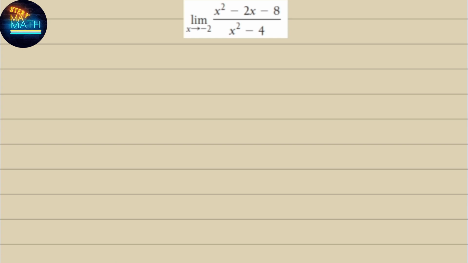Another example. Find the limit as x approaches negative 2 of (x squared minus 2x minus 8) divided by (x squared minus 4). Let's try the direct substitution.